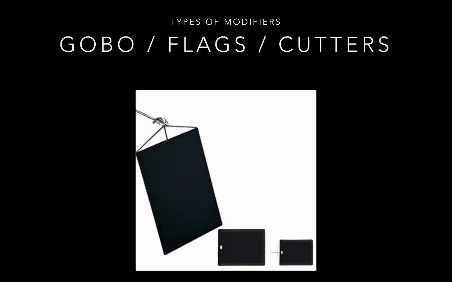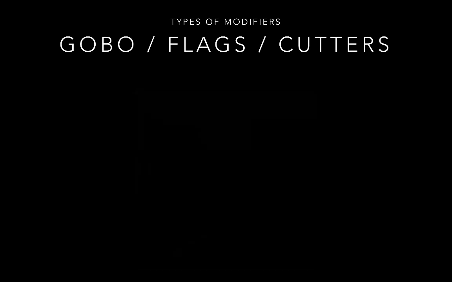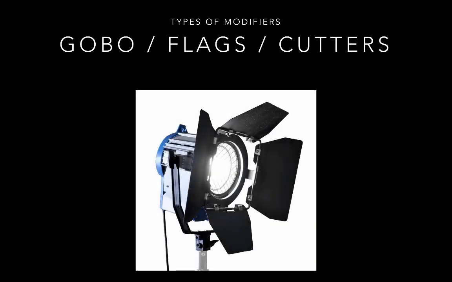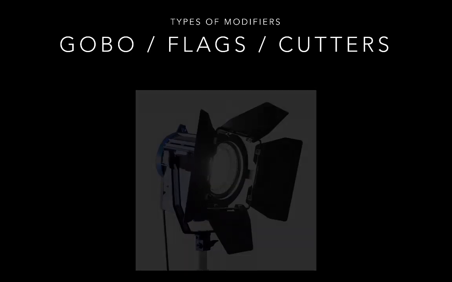Now, while these aren't modifiers, gobos, flags, and cutters are used quite extensively to cut light, to stop light from spilling into places you don't want it to be, okay? This is an image of flags. We will call these flags or whatever. Gobos stands for go-between optic, okay? Barn doors are a type of gobo. You simply open them and close them to keep light from spilling where you don't want it to be.